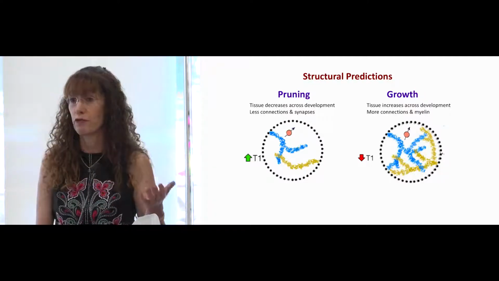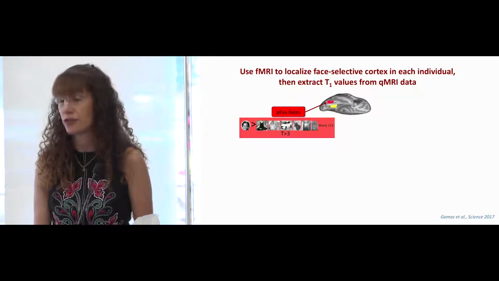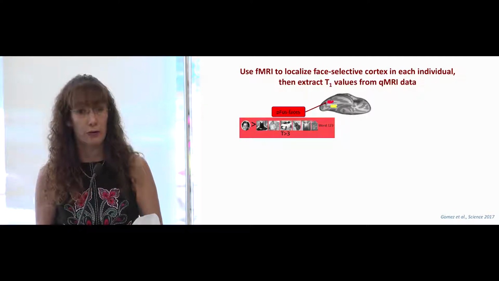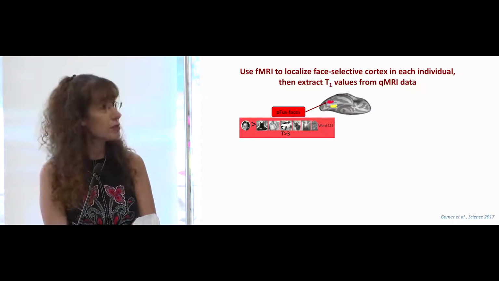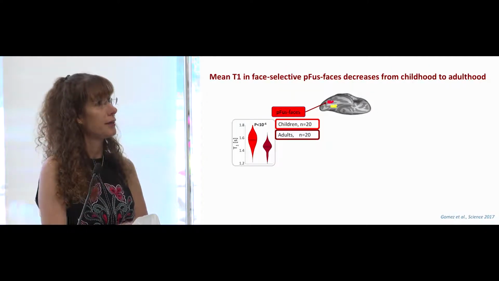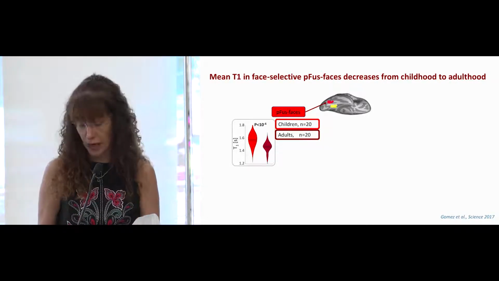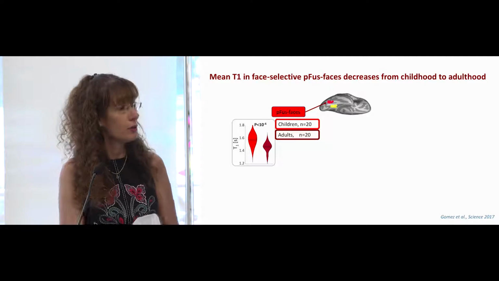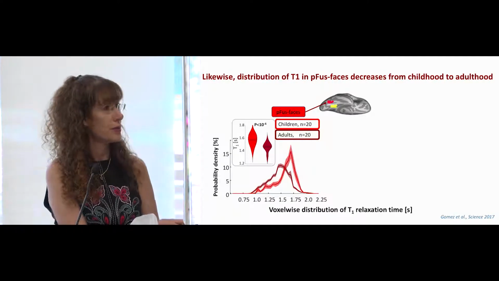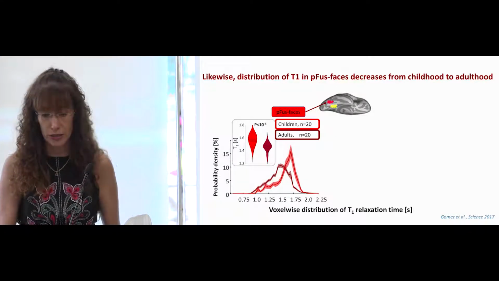So we scan our subjects. We first localize our category-selective regions, for example, face- and place-selective regions, in each individual, and then extract from these regions the T1 relaxation time and compare across age groups. This graph shows average T1 relaxation time in children and adults from pFus-faces, and we have a significant reduction in T1 relaxation time from childhood to adulthood. And this is true not only when you look at the mean response, but also the distribution of T1 relaxation times: adults' distributions are shifted to the left compared to children's, meaning overall lower relaxation time.